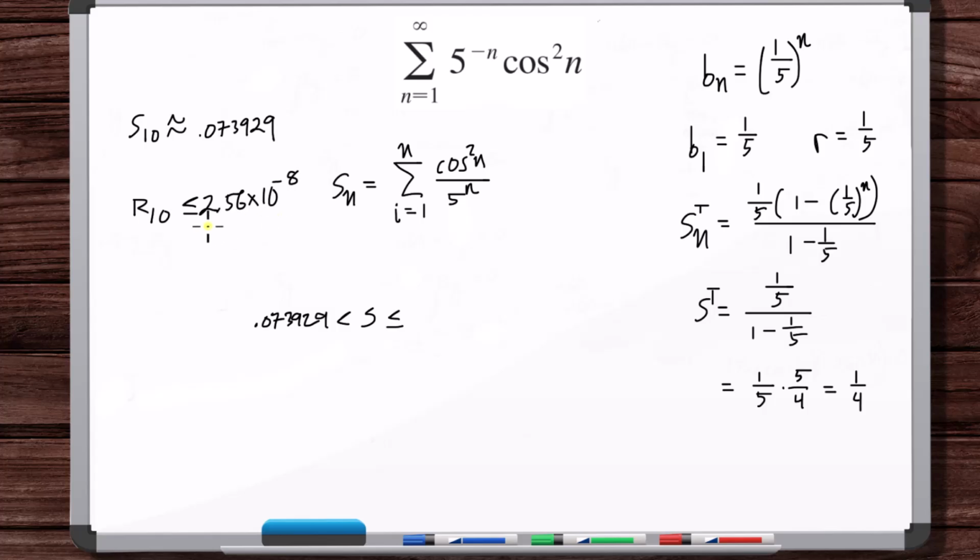Again, you might say, well, who cares? It's already so accurate. This is just to illustrate the general concept. It's to raise your level of intuition on how these problems work. Okay, so there we go. There's remainder estimates for comparison test series.